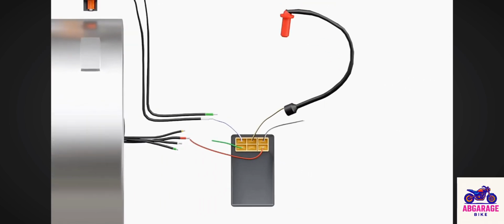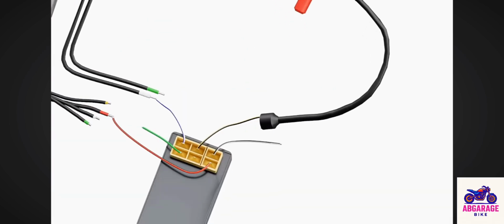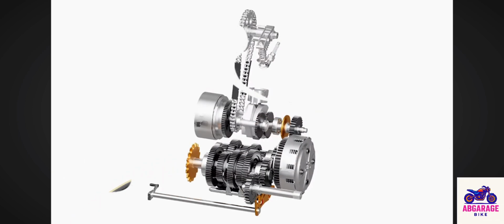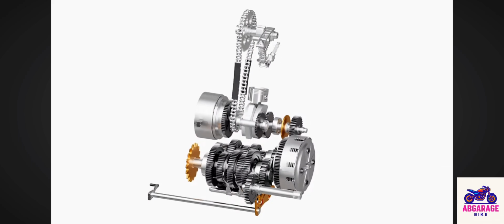To increase the voltage further, an ignition coil is used. The ignition coil is a step-up transformer which increases voltage up to 200 times the input voltage, which is sufficient. Exhaust valves are controlled by using a timing chain, as shown here.